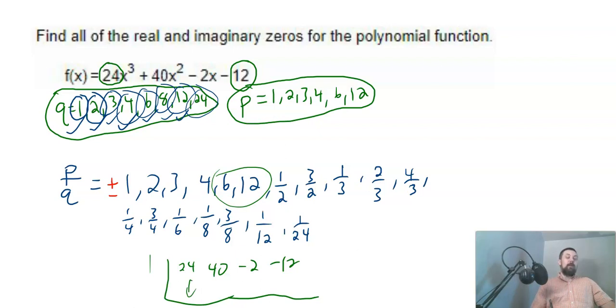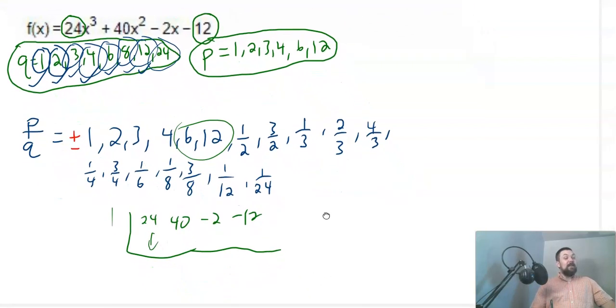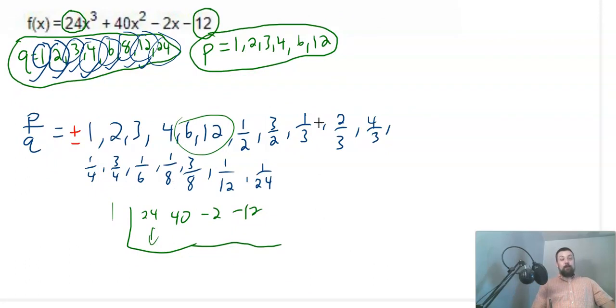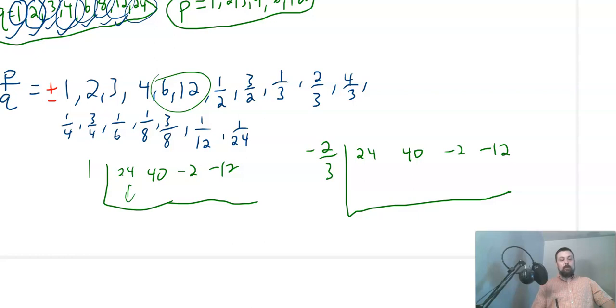So I want to kind of skip to one that's correct. I want to say -2/3. So let's try that. All right, so let's pick -2/3. That's on our list. We're going to do synthetic division. All right, we're going to have 24, 40, -2, -12. Right. And then we're going to do the synthetic division. And it's with a fraction. And this is the first example I've done where we have a fraction to deal with. But it works out. Let's try that again. 24.